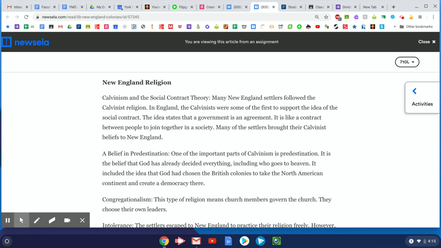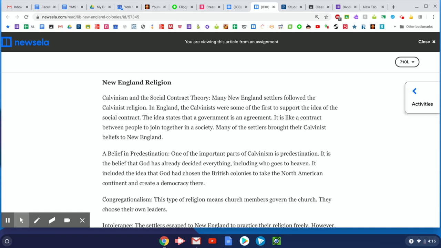You might know it better by of the people, by the people, and for the people, or we the people. Together we form a contract, an agreement to rule ourselves, right? The roots are here in Calvinism. Okay, back to the text.